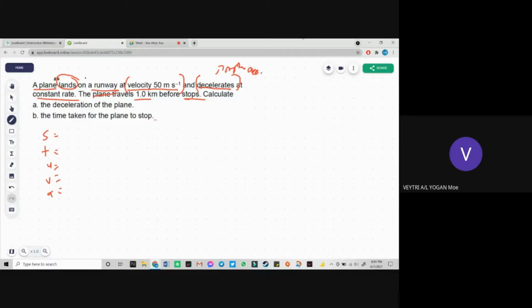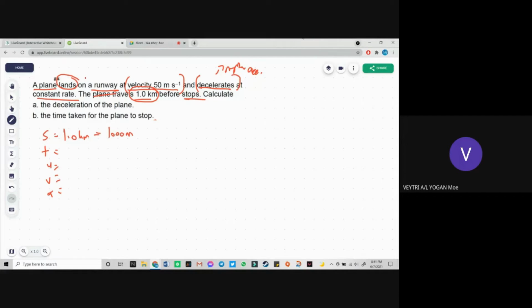First things first. What is S over here? S over here is 1.0 kilometer. Kenapa? Displacement. You can also talk about distance, tapi S over here is displacement. Terang-terang dekat sini dah tulis the plane travels 1.0 kilometer. Tapi in physics, you can't be writing 1.0 kilometer. Always remember physics, change it to SI units. SI units untuk distance atau length is meter, right? So 1000 meter. That's number 1.